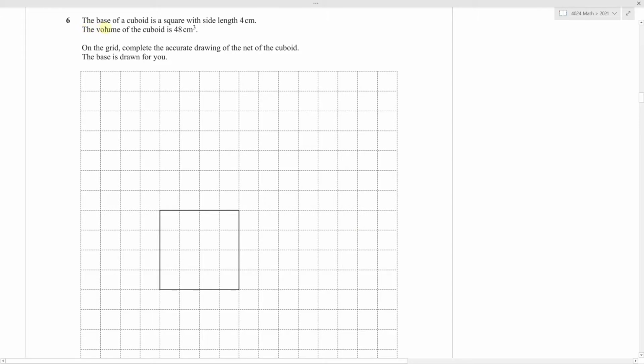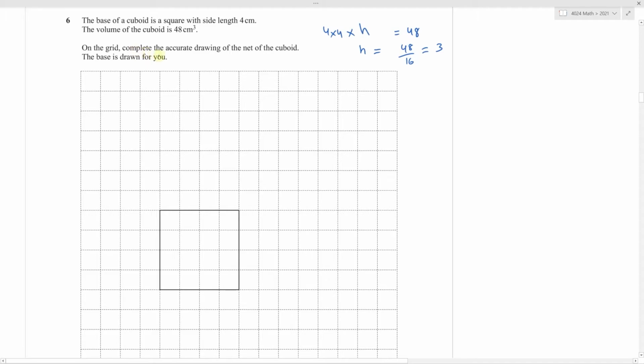Question number 6: the base of a cuboid is a square with side length 4 centimeters. The volume of the cuboid is 48 cubic centimeters. So that means the base is a square, which is 4 by 4. And what is the height? Let's call it h. And the volume is 48. So volume is length times width times height. So we can calculate the height from here: 48 divided by 16, which is 3. So the height of this cuboid is 3 centimeters.